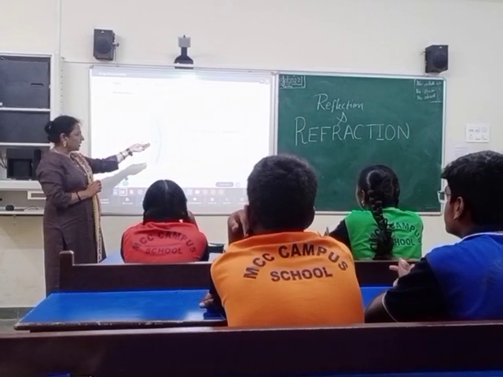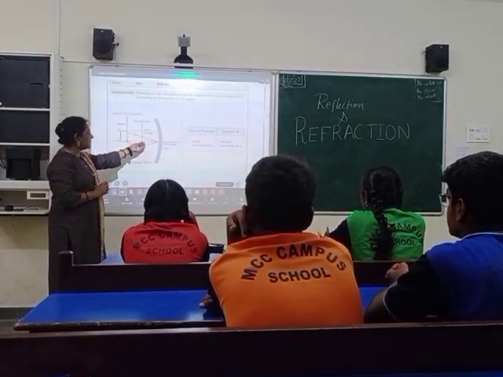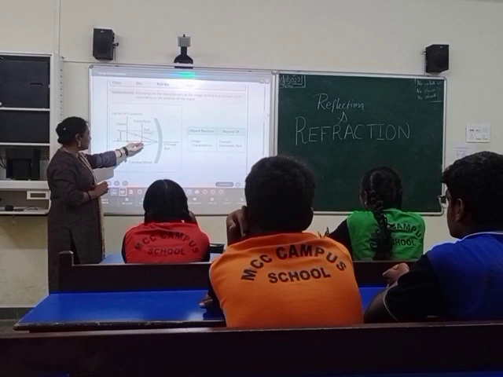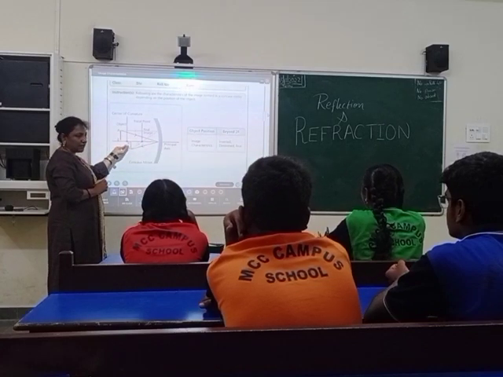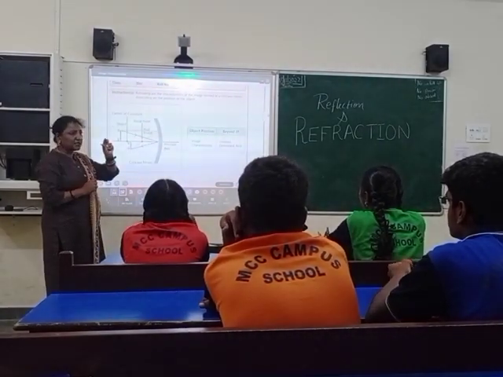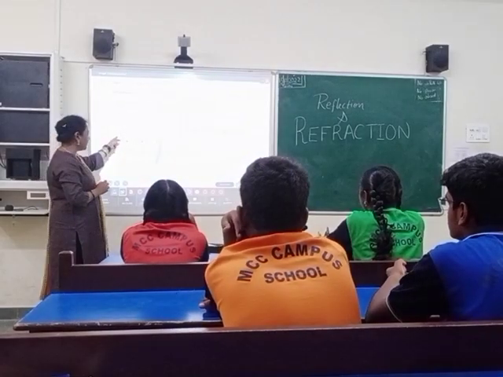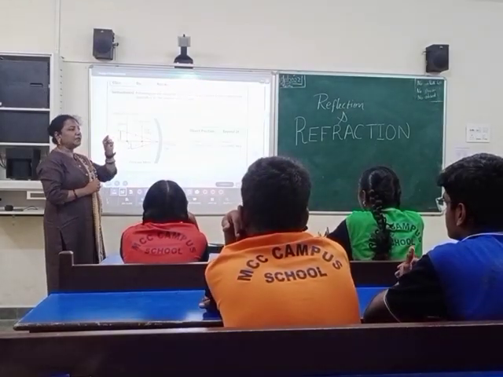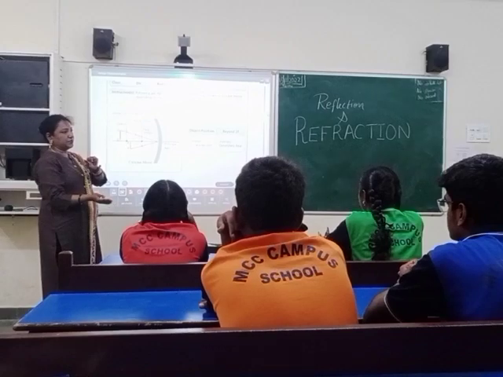Okay? So what type of image can I get? Because the object is beyond C, the image is forming between F and C. So that's why the image will be smaller in size, but real, the same image that I am looking at, but the size will be a little smaller and inverted.